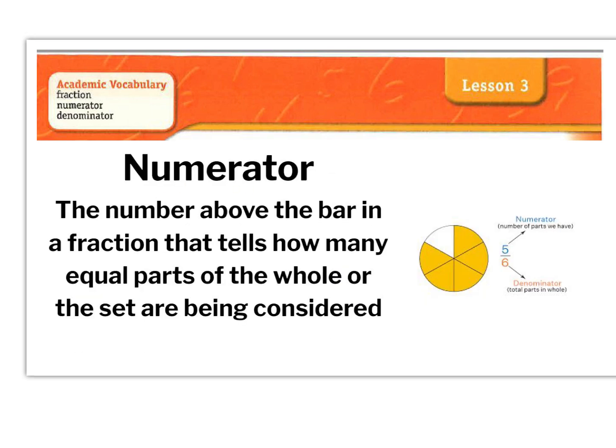The numerator is the number above the bar in a fraction that tells how many equal parts of the whole or the set are being considered. So for the numerator, here we have the whole circle, and 5 pieces are shaded in out of 6 total. So the numerator is the number of parts we have, so the top.